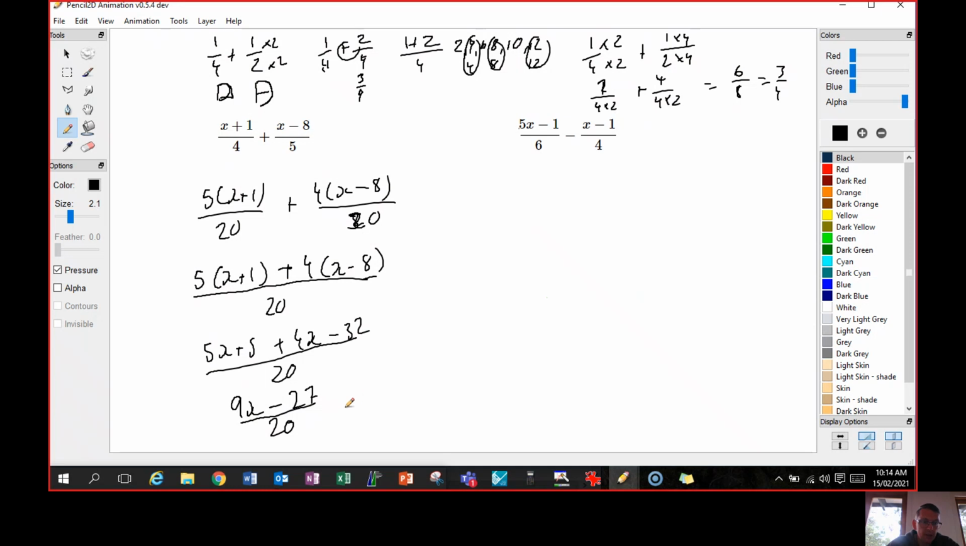And that's where we are. So now I can take out a highest common factor because it might cancel down slightly. If you take out 9, I've got 9 times x minus 3 on 20. Now that doesn't cancel down. So that's as far as I go. But let's just say it was on 18.